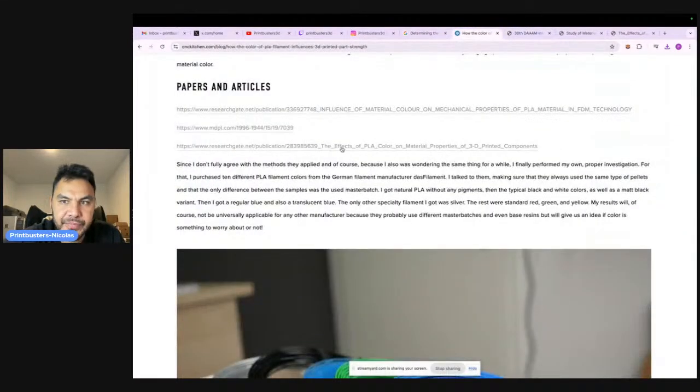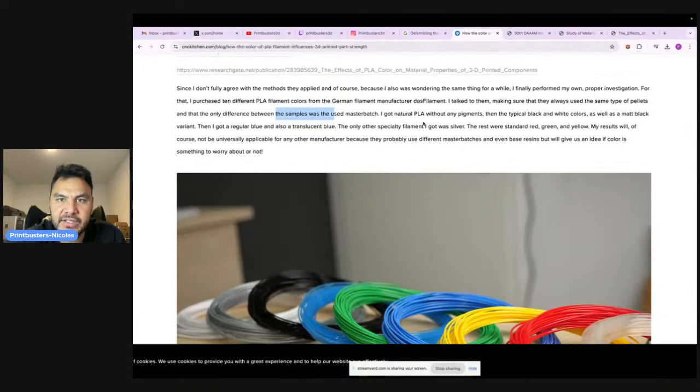"So let's see. I purchased 10 different PLA filament colors from the German filament manufacturer Das Filament. I talked to them, making sure that they always use the same type of pellets, and that the only difference between the samples was the used master batch. I got natural PLA without any pigment, then the typical black and white color, as well as a matte black variant. Then I got regular blue and also translucent blue. The only other specialty filament I got was silver. The rest were standard green, yellow. My results will, of course, not be universally applicable."